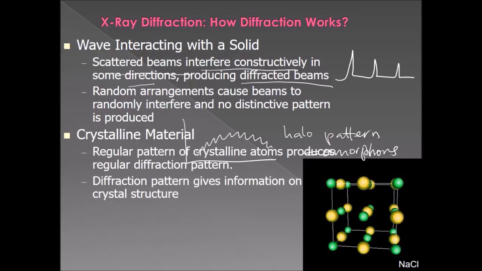Okay, so for crystalline material, due to the regular pattern of the crystal atoms, they produce a regular diffraction pattern. This pattern can give information on the crystal structure. How do they give the information of crystal structure? Actually, X-ray diffraction is bound by Bragg's law.